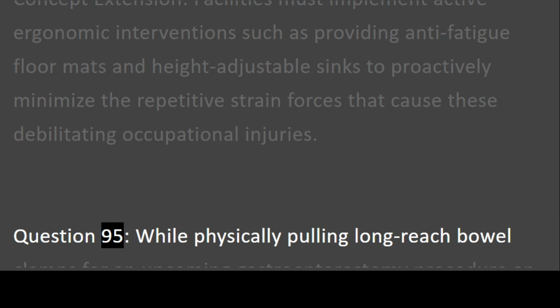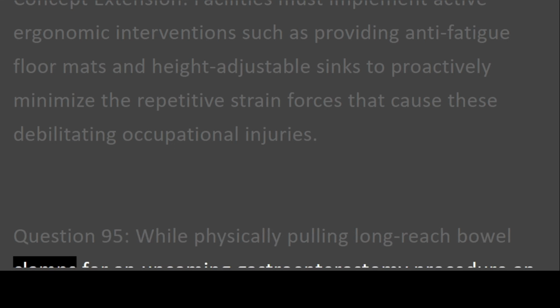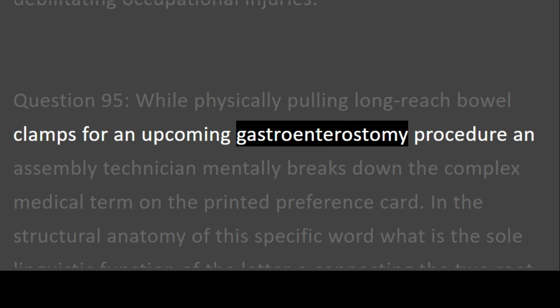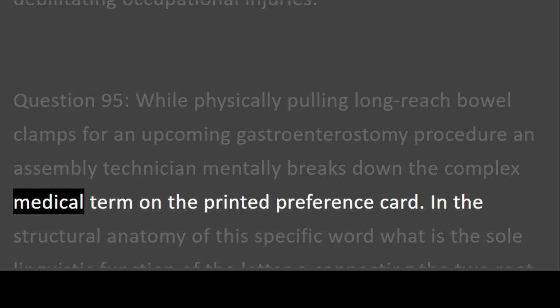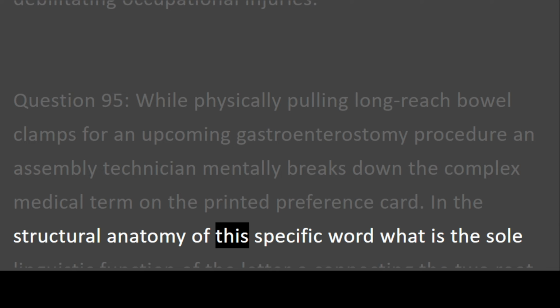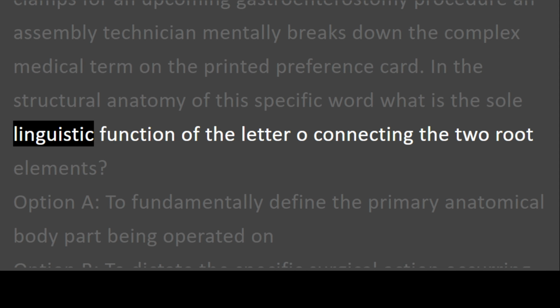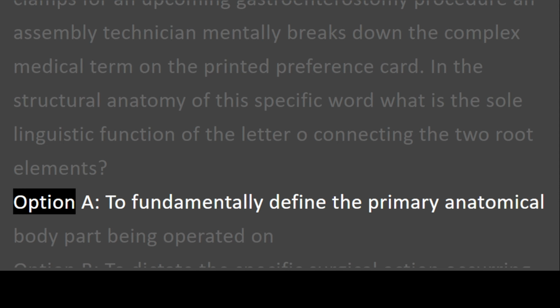Question 95. While physically pulling long-reach bowel clamps for an upcoming gastroenterostomy procedure, an assembly technician mentally breaks down the complex medical term on the printed preference card. In the structural anatomy of this specific word, what is the sole linguistic function of the letter O connecting the two root elements? Option A.